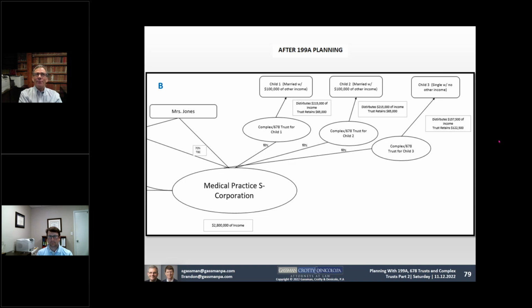And then there's a sly way around the kiddie tax, and that is you give the kid a bunch of money and the kid pays more than 50% of their own support payments, and then there is no kiddie tax.